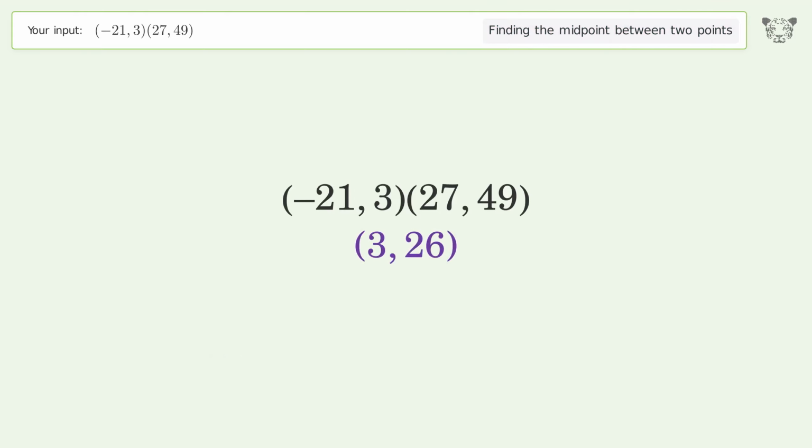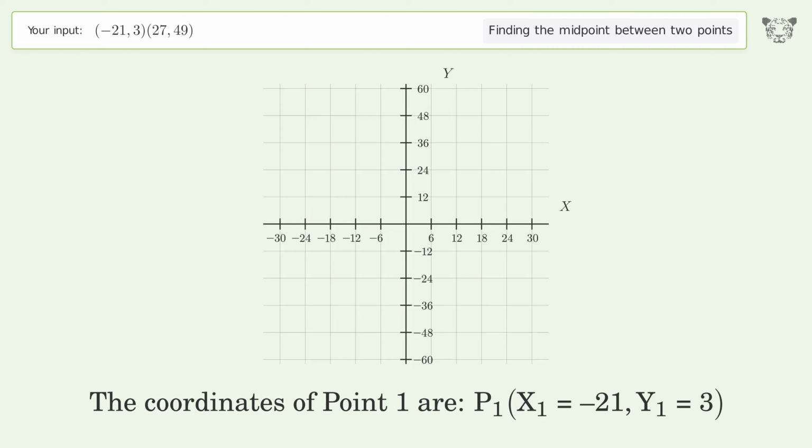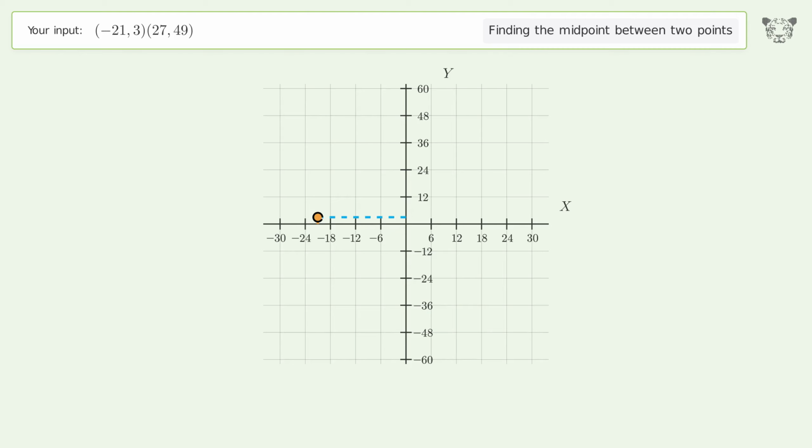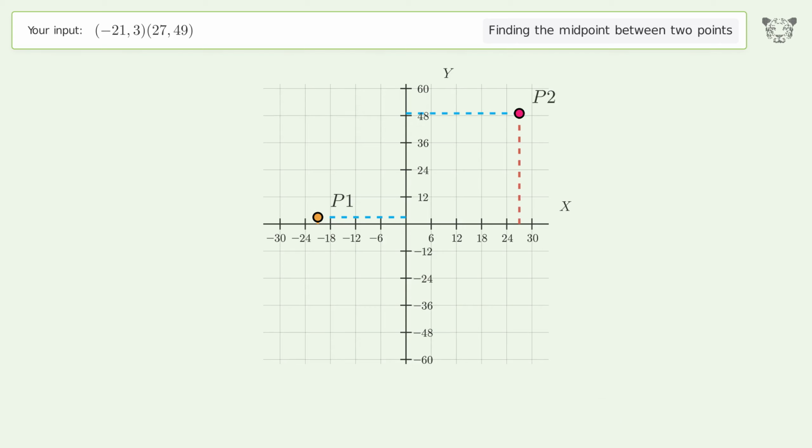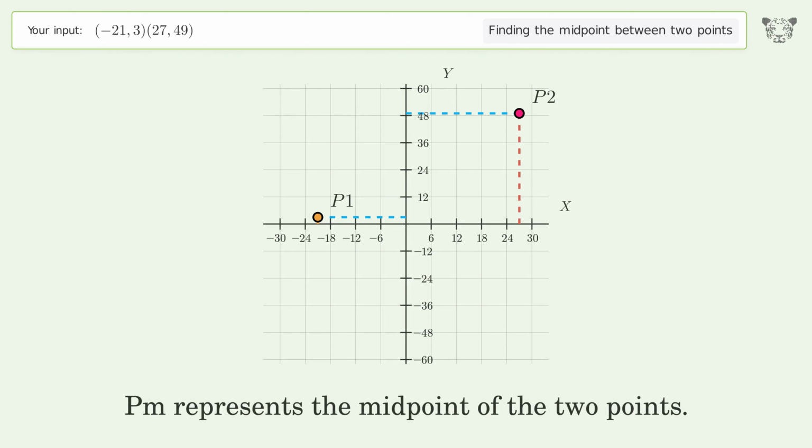The coordinates of point 1 are, x1 equals -21, y1 equals 3. The coordinates of point 2 are, x2 equals 27, y2 equals 49. PM represents the midpoint of the 2 points.